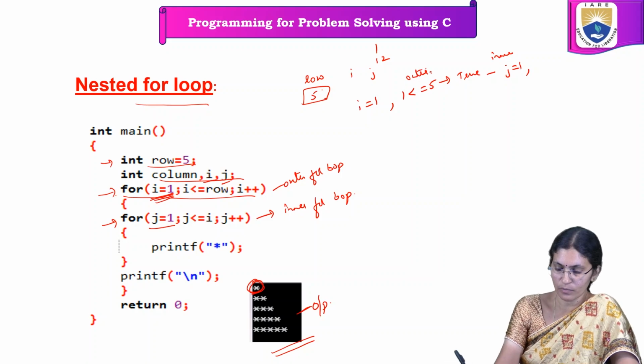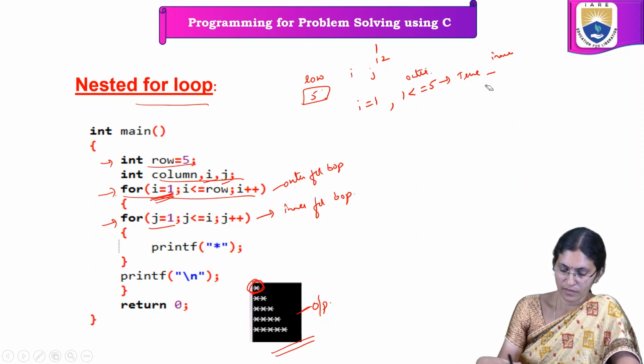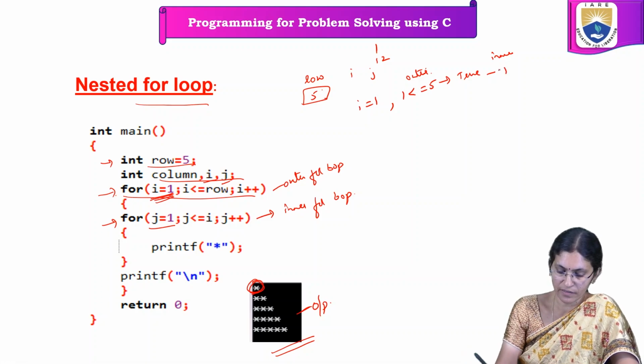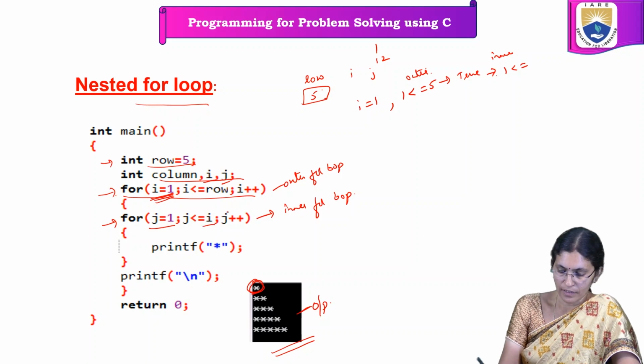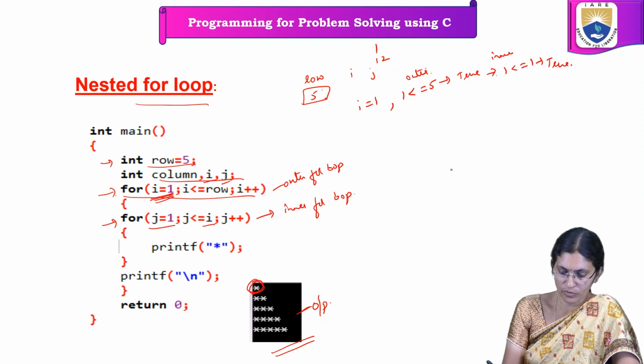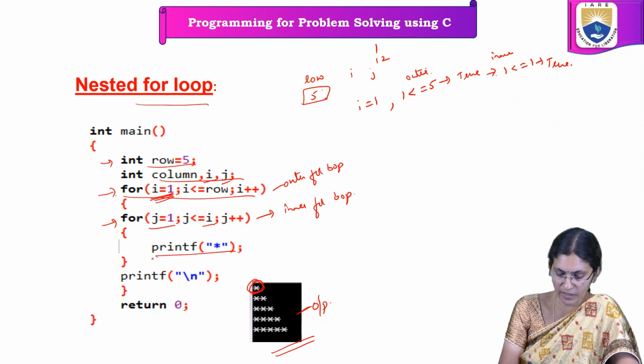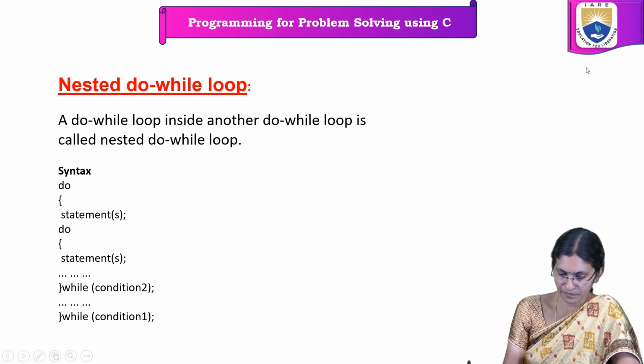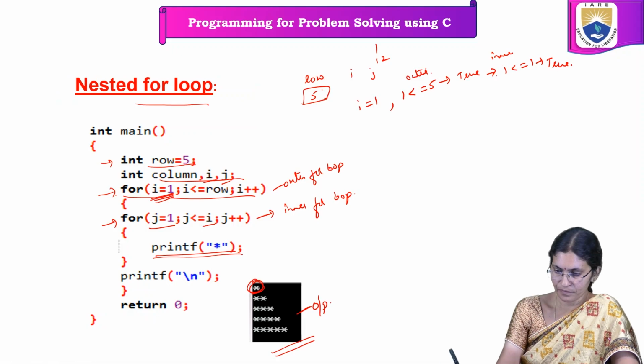This is the outer for loop. So for the inner for loop, the condition which is checked here is j less than or equal to i. i is equal to 1 here, so this evaluates to true. When this is true, this printf statement is executed, and one star will be printed here.